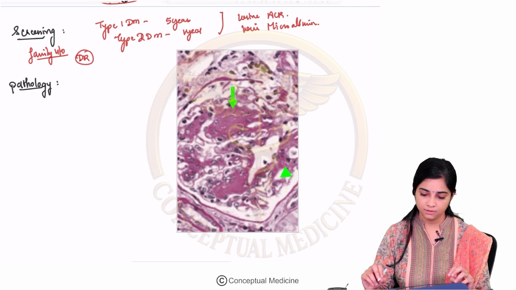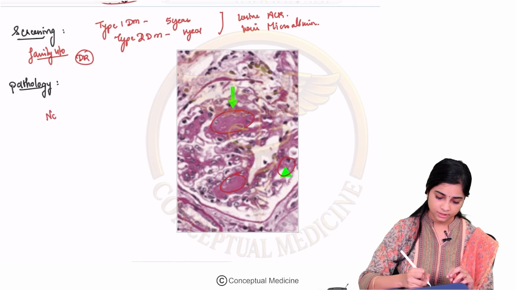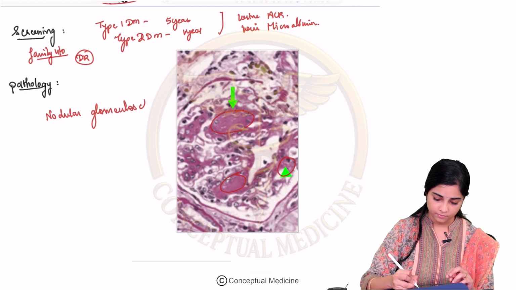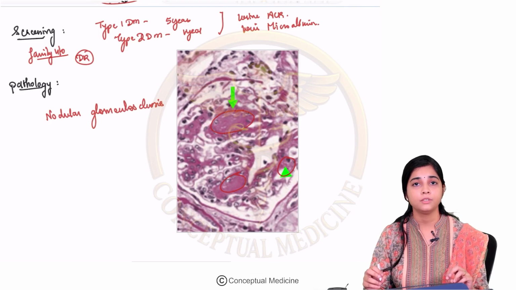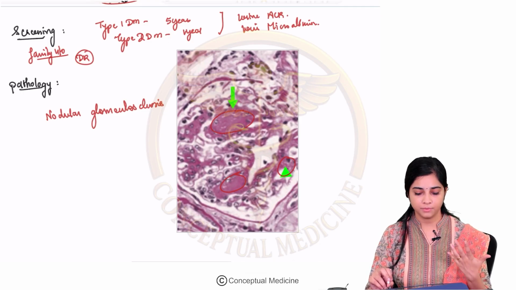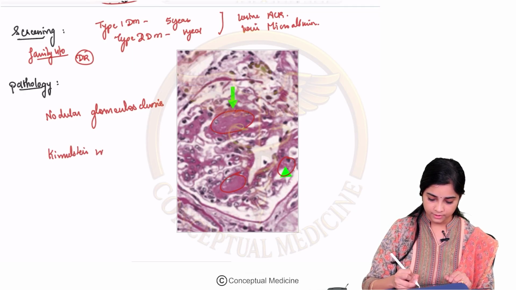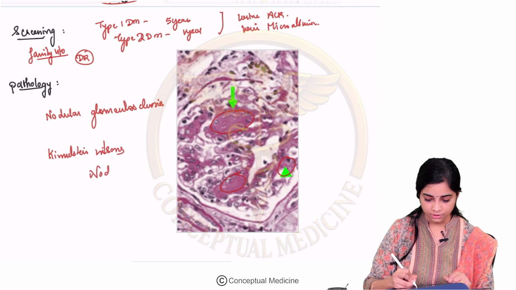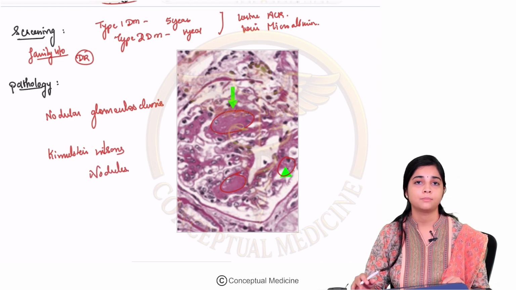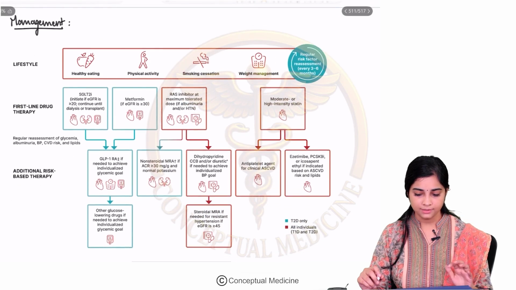What is the hallmark pathological feature? You can find some nodular changes, and this is called nodular glomerulosclerosis, where you have nodule formation within the glomerulus and the glomerulus undergoes damage and becomes sclerosed. This is what we call Kimmelstiel-Wilson nodules or nodular glomerulosclerosis, which is the hallmark pathological feature of diabetic nephropathy. Clear? Now let us look at the management.